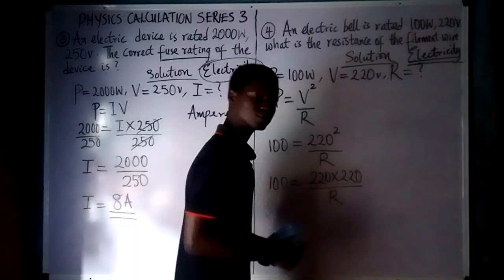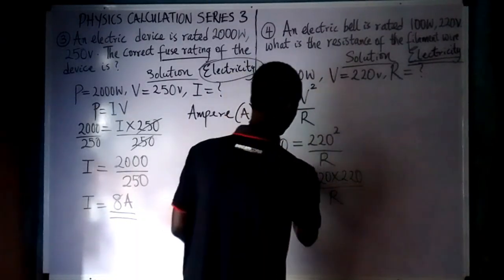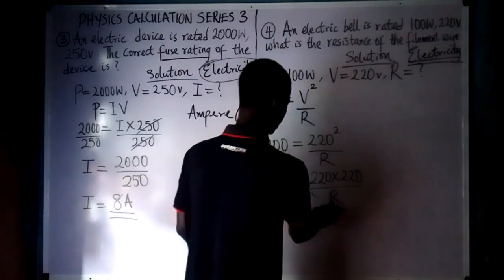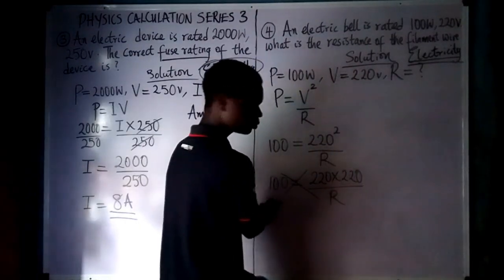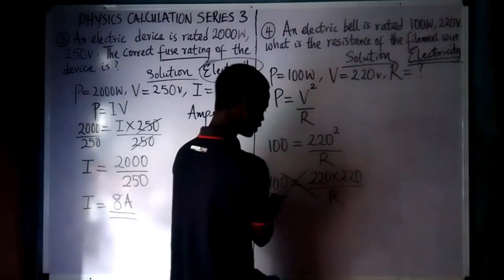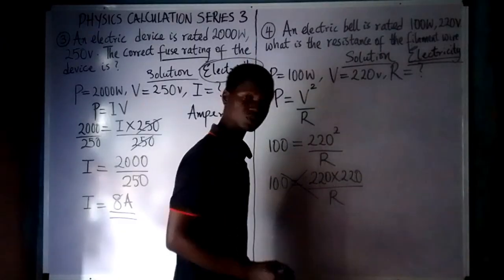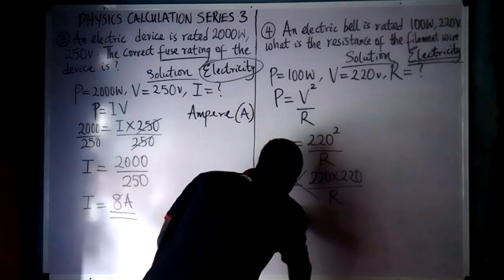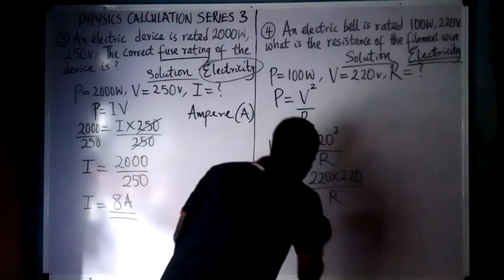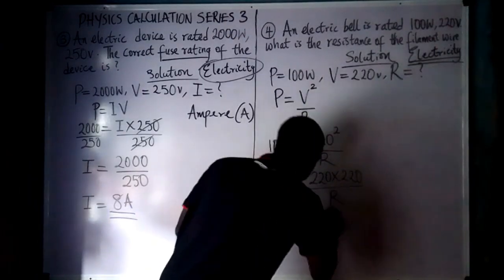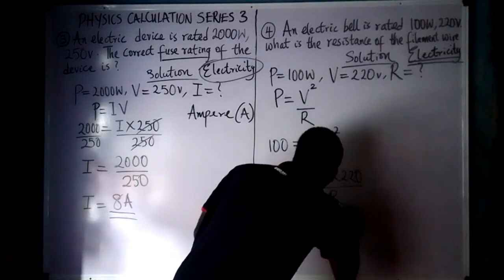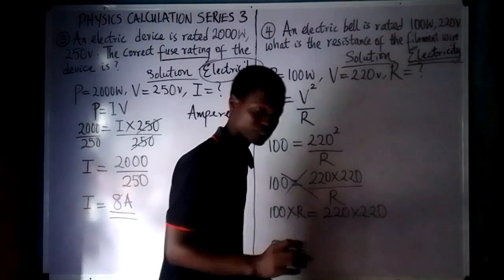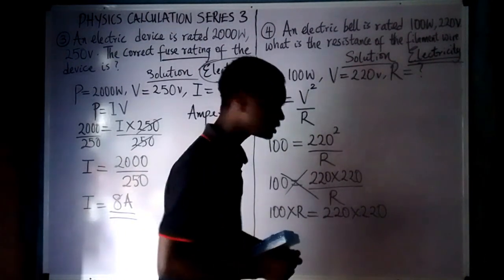Now what do I do to make that possible? I will say cross multiply. 100 times R. The invisible or imaginary 1 under here times all this. So what do we now have? We now have 100 times R is equal to 1 times all this, which will be 220 times 220, because it's not going to change. 1 times any number is that same number.